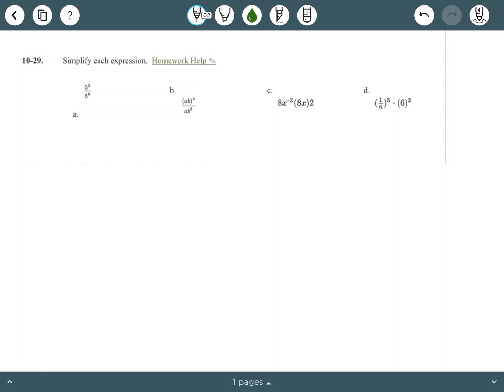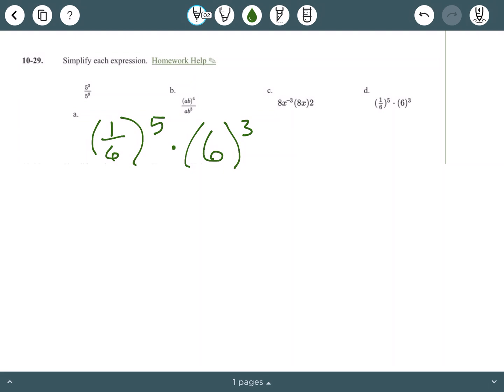So we have 1/6 to the 6th, all raised to the 5th, times 6 to the 3rd. So this is good to factor out right away. Actually, let me rewrite it for you, because I don't know how well you'll be able to see it on the video, because I know I'm having a hard time seeing it right now. So this is my original equation. Let's go ahead and factor this out.